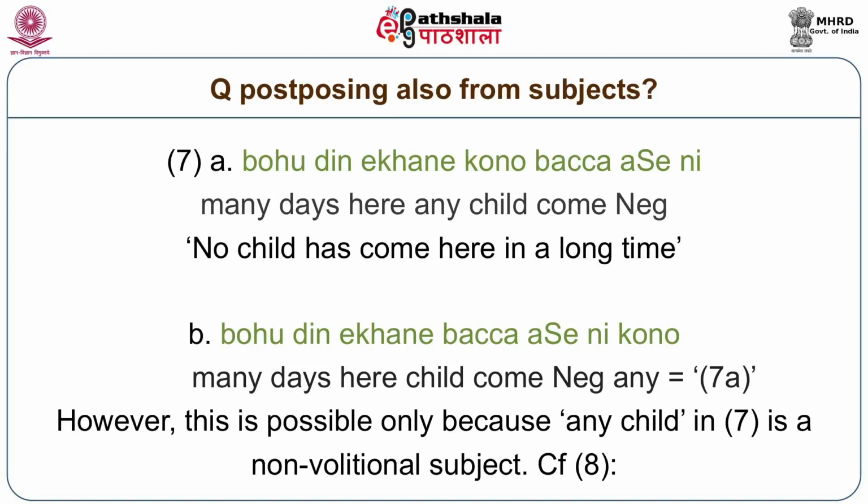7b is the variant where the word any has moved to the right. Bohudin, for a long time, ekhane, here, bachcha asheni kono, child hasn't come any, meaning no child has come. Can we then jump to the conclusion that quite generally the quantifier for any can move to the right if a subject or object of a verb does not carry any overt case marking? Is that the generalization? Is that what a transformation should try to capture? No, things are not so neat and simple.